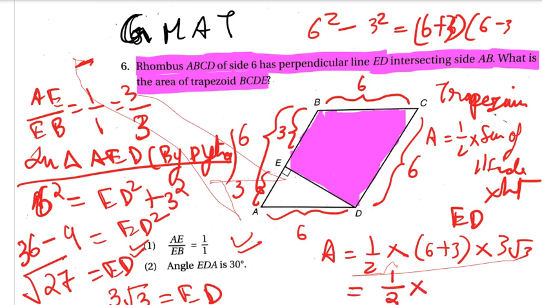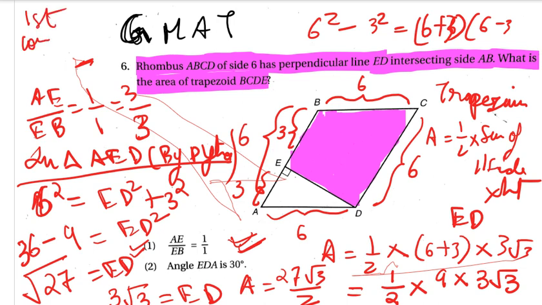So half into 9 into 3 root 3. So then what will come from there? Hence A will be equals to 27 root 3 by 2. So isn't the first condition sufficient enough to prove this? Yes, the first condition is sufficient. So you can write the first condition is enough. Okay, the first condition is enough.